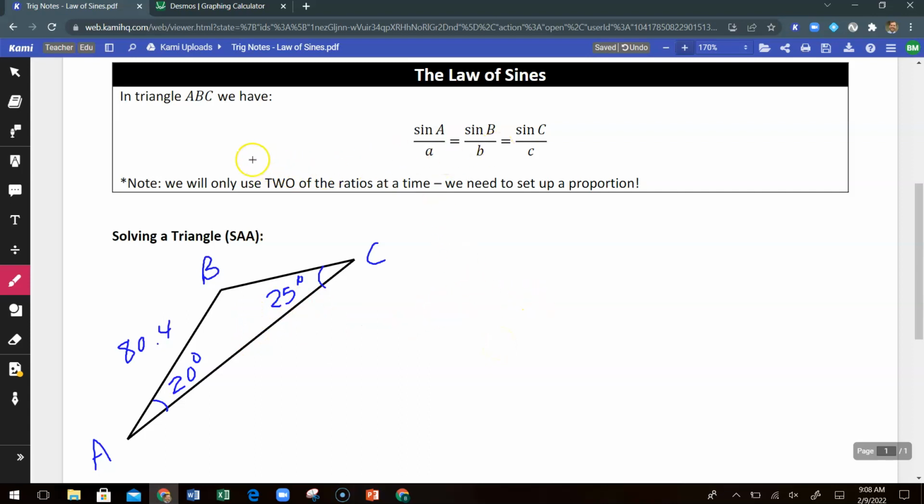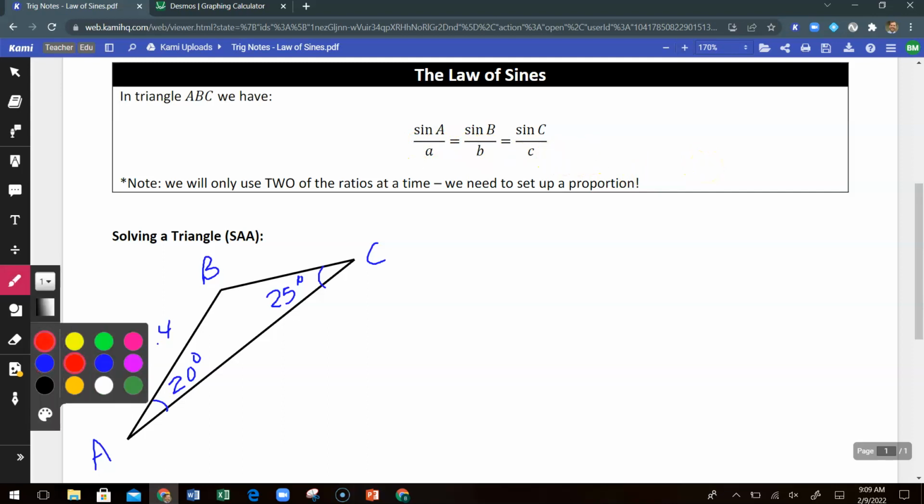The law of sines is essentially just setting up a proportion, and it's saying that all three of these things are equal. The sine of angle A over side length A is equal to the sine of angle B over side length B, which is equal to the sine of angle C over side length C. We're not going to use all three of those at once. We're going to use two of them at a time and set up a proportion.